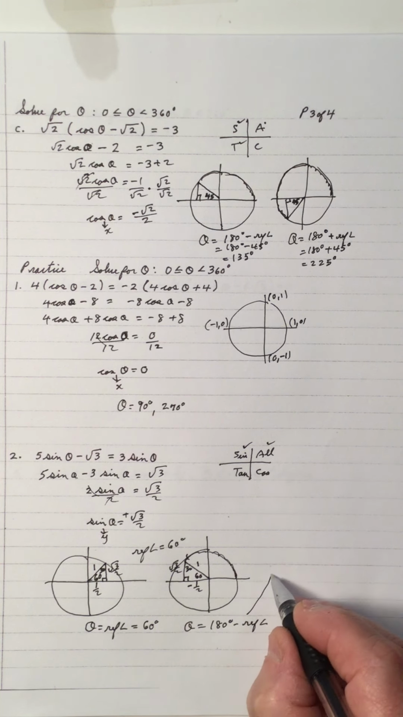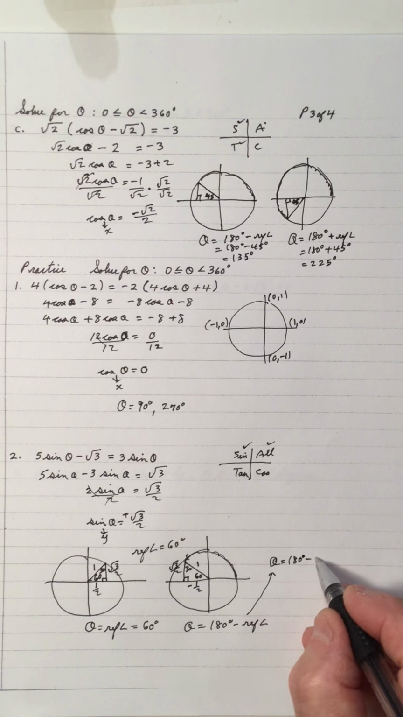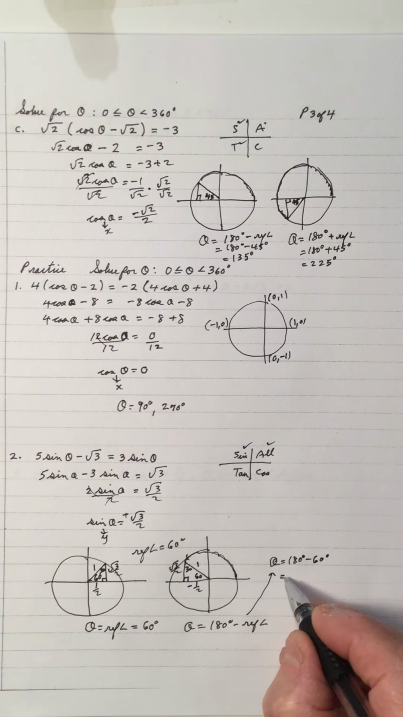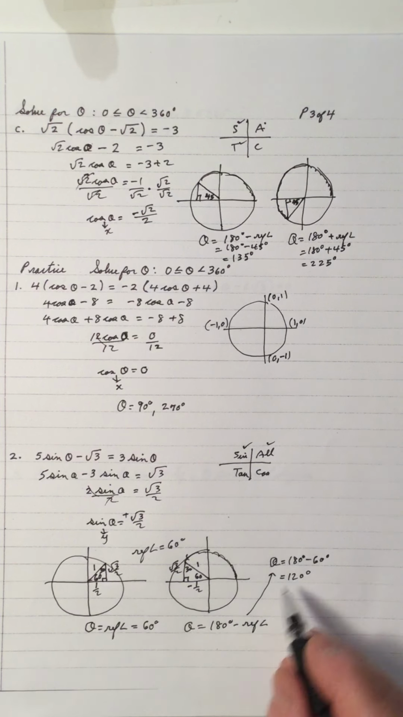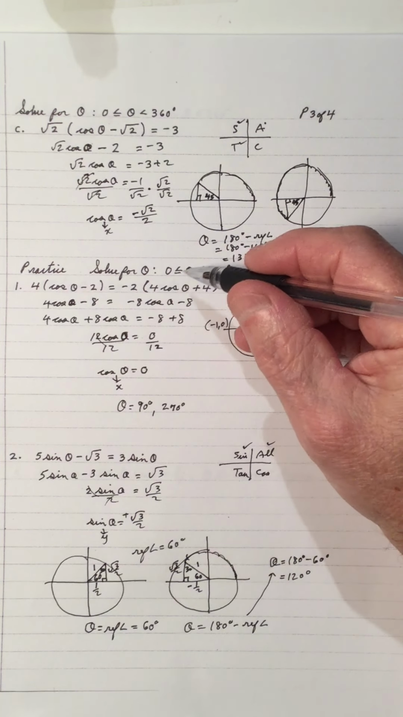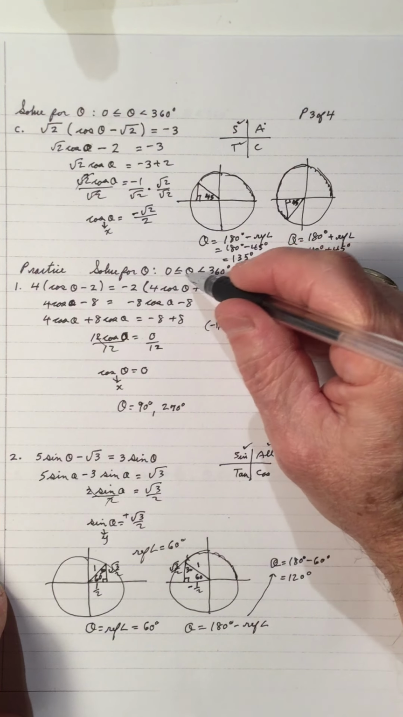So let's move it up here. Theta is 180 minus the reference angle 60. So that's 120 degrees. So the two answers are 60 and 120. Notice we're between 0 and 360, but not equal to 0, but not equal to 360.